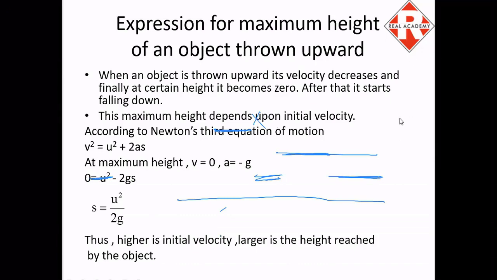Next is expression for maximum height of an object thrown upwards. Now this is quite easy. Okay, now just understand the example given. When an object is thrown upwards, its velocity decreases, and finally at certain height it becomes zero, and after that it starts falling downwards. Okay, now before doing this, first of all, let's understand kinetic energy.